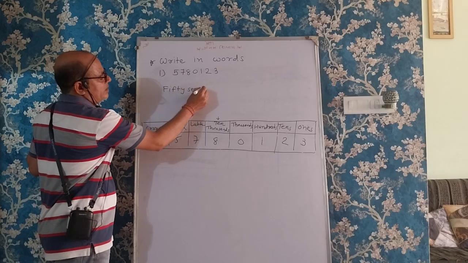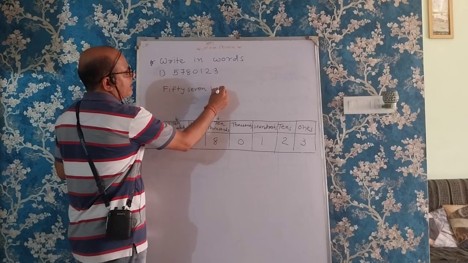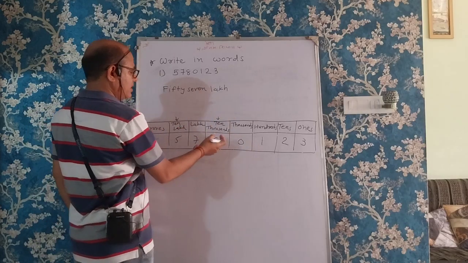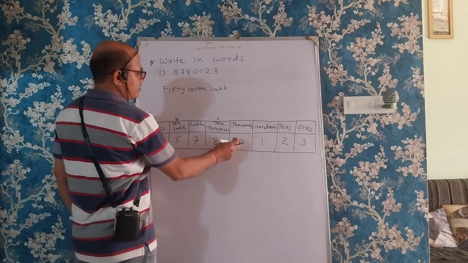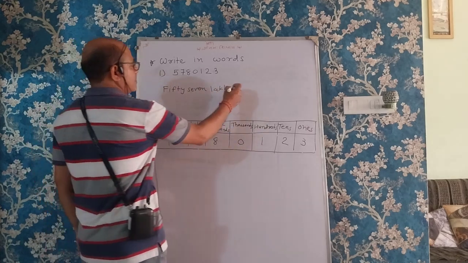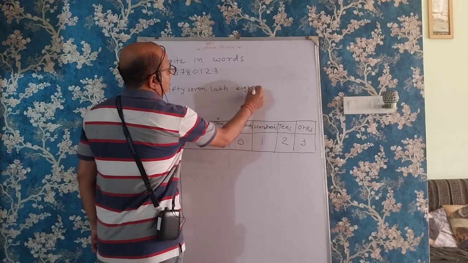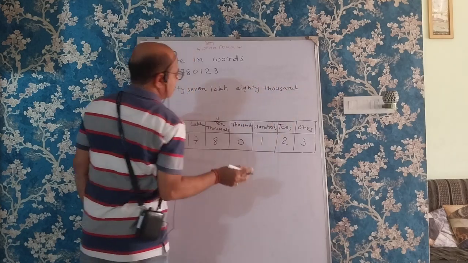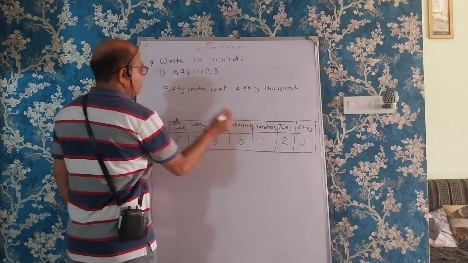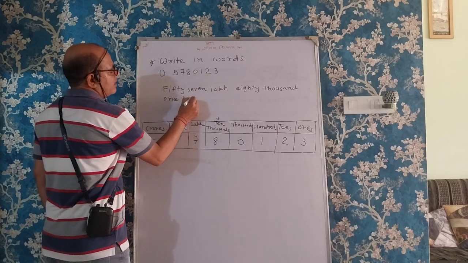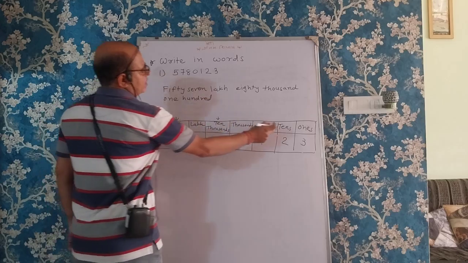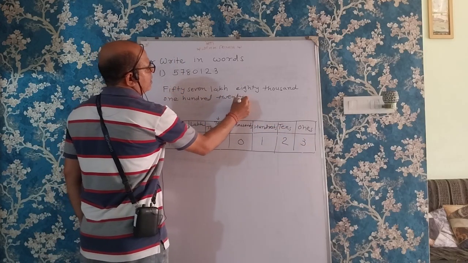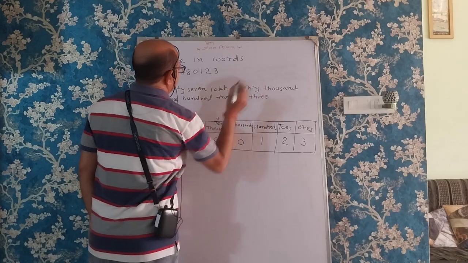And what is that? It is lakh. So 57 lakh. Right? Then how many thousands? 8 and here 0. So 80 thousand. Then how many hundreds? 1. So 100. Here also tens comes, then 2 digits together. So 23. So it's very easy.